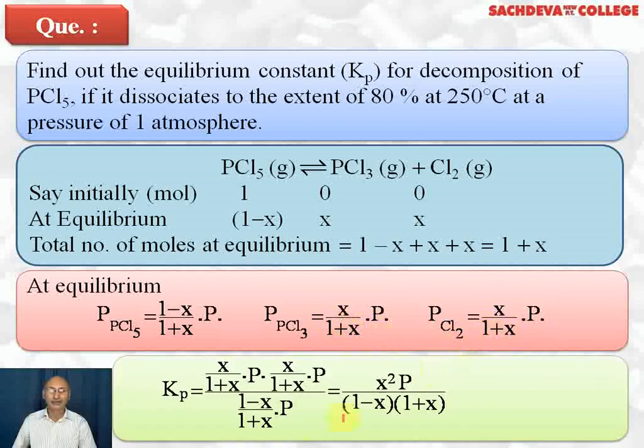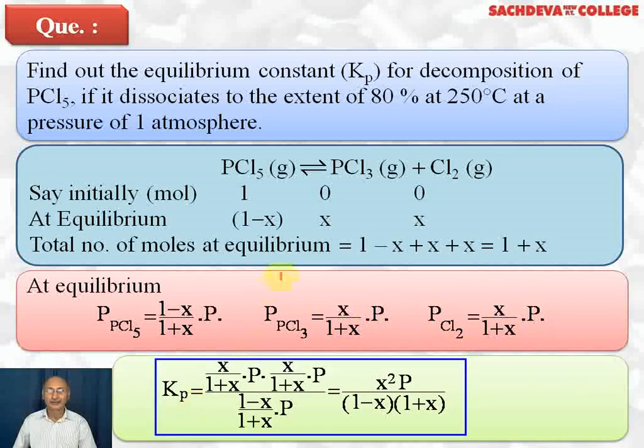Now we are going to write the expression for Kp. The expression for Kp will be the partial pressure of PCl3 times the partial pressure of Cl2, divided by the partial pressure of PCl5. The partial pressure of PCl3 is X over 1 plus X into P. The partial pressure of Cl2 is the same, X over 1 plus X into P. Divided by the partial pressure of PCl5, which is 1 minus X divided by 1 plus X into total pressure. P and P will get cancelled. We get X squared divided by 1 minus X into 1 plus X.